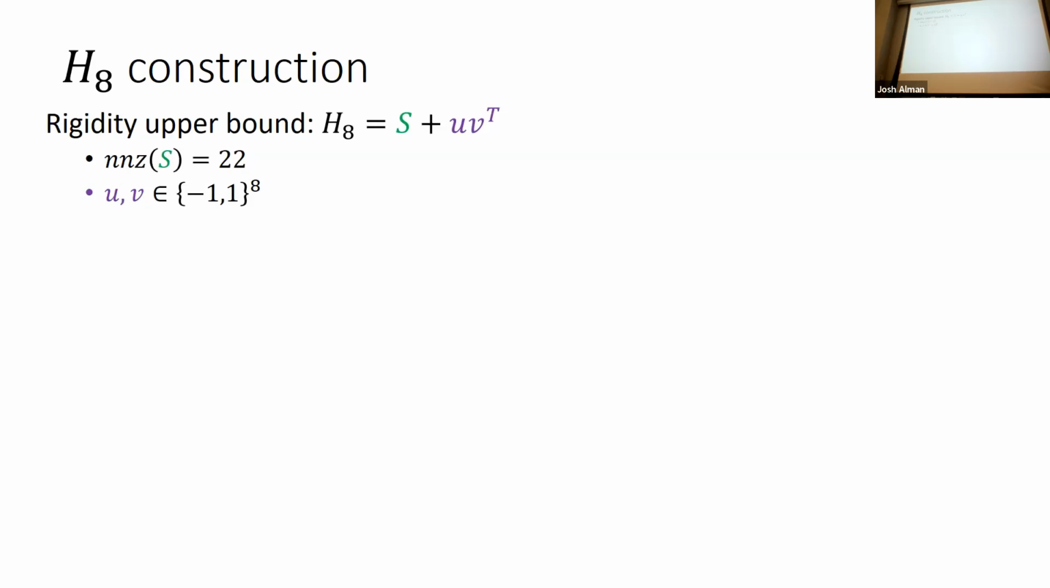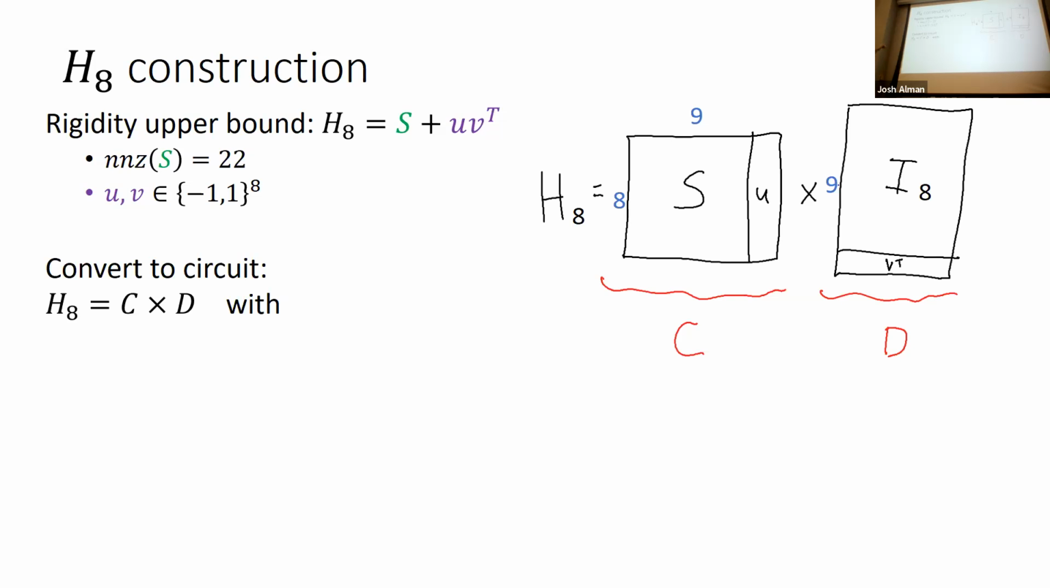Like I showed you before, we're going to convert that rigidity upper bound into a depth 2 circuit for H8. We know we can write H8 as the sum of a sparse matrix S with 22 non-zero entries and a low rank matrix of rank 1, which is the outer product of 2 vectors. So we can combine them together to make a depth 2 circuit. We can write it as C times D, where C is S and then the vector U, and D is the identity matrix and then the vector V. So when you multiply them together, you get S times the identity plus U times V, which is exactly our rigidity bound and recovers the matrix H8.